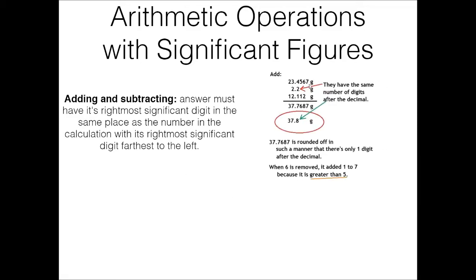So let's say we're adding these three masses: 23.4567 grams plus 2.2 grams plus 12.112 grams. All these decimal numbers end with a different number of decimal places.